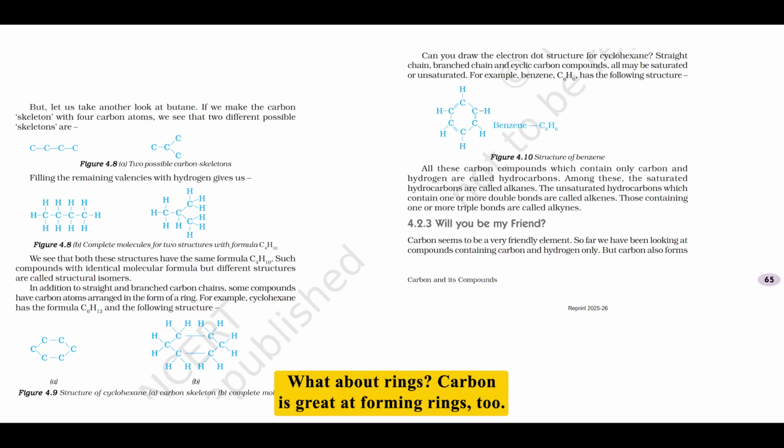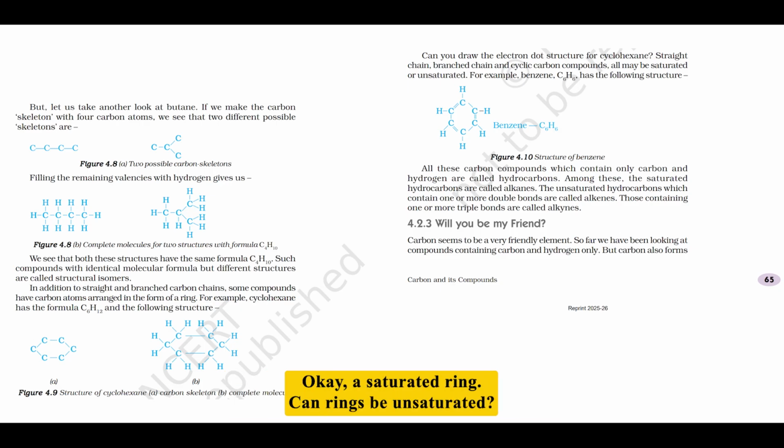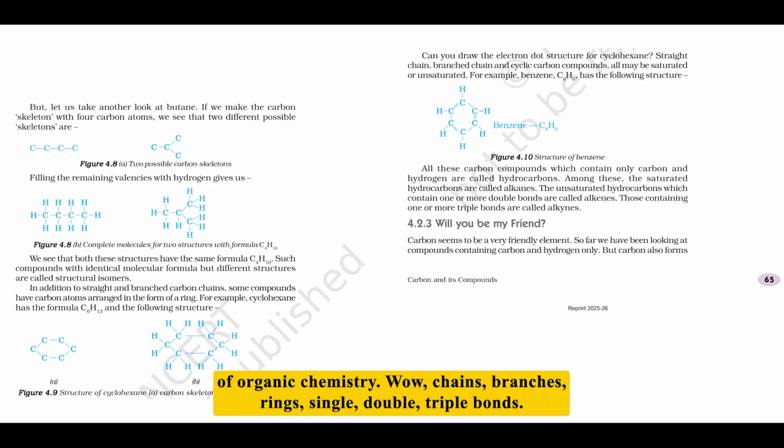Carbon is great at forming rings, too. You can have saturated rings like cyclohexane, C6H12, 6 carbons in a ring, each bonded to 2 hydrogens, all single bonds within the ring. Okay, a saturated ring. Can rings be unsaturated? Definitely. The most famous example is benzene, C6H6, 6 carbons in a ring, but with alternating single and double bonds, though the reality is a bit more complex with delocalized electrons. Benzene is a cornerstone of organic chemistry.